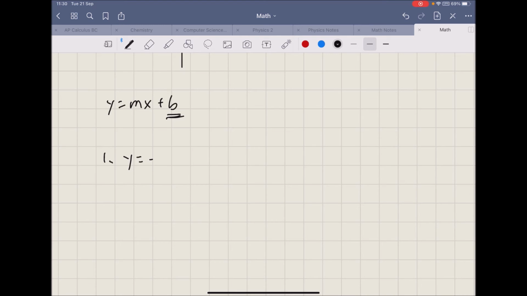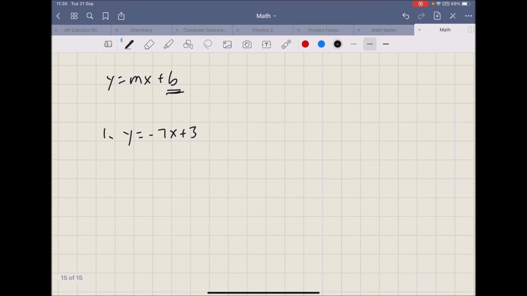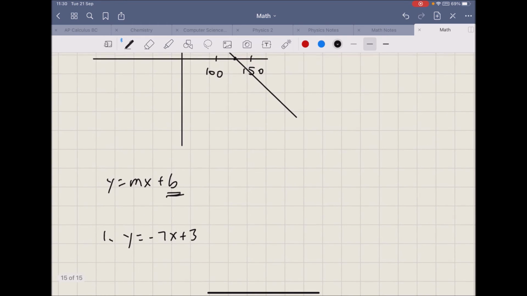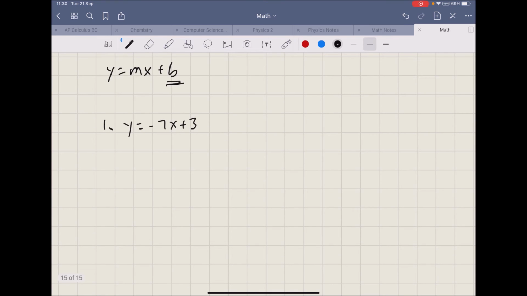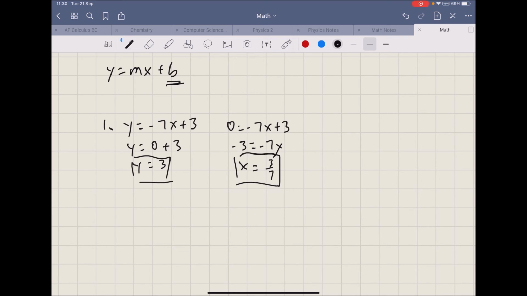y equals negative 7x plus 3. Again, to find the y-intercept, you need to set x to 0. So if we set x to 0, then y is negative 0 plus 3, and the y-intercept will be 3. And to find the x-intercept, just set y equal to 0. So 0 equals negative 7x plus 3, negative 3 equals negative 7x, x equals 3 over 7. So this is the x-intercept, and this is the y-intercept.